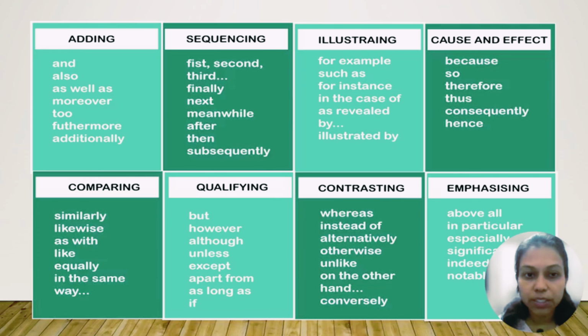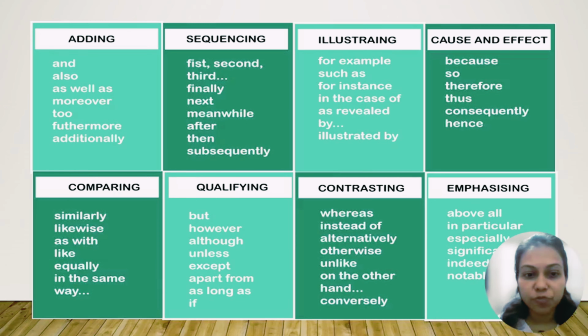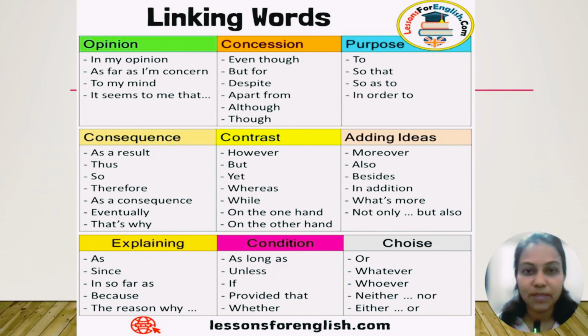Here is a compiled list of linkers in various situations such as adding, sequencing, illustrating, cause and effect, comparing, qualifying, contrasting and emphasizing. You can stop here for a sec and take a screenshot. Another few examples of linkers. You can take a screenshot here too. Another few linking words in situations of giving opinion, concession, purpose, consequence, contrast, adding ideas, explaining, condition and choice. You can pause the video here and take a screenshot.